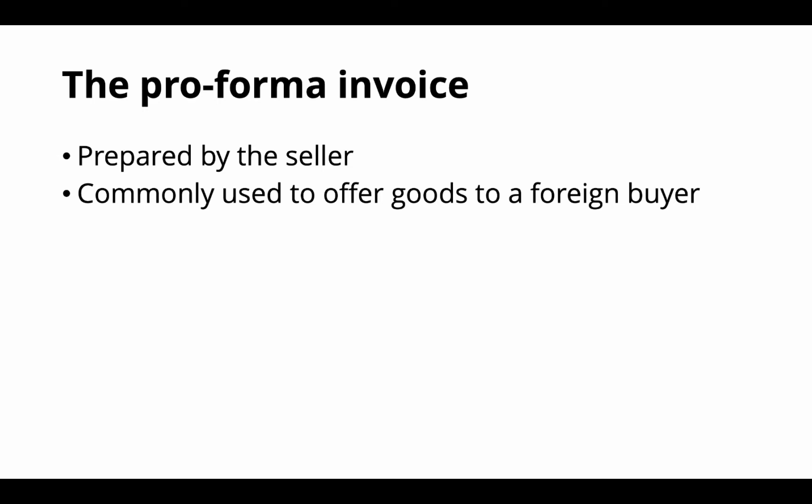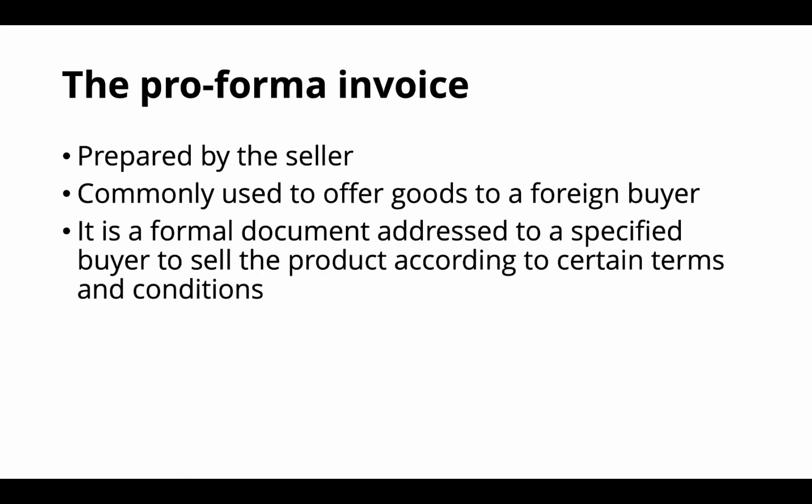It's a formal document addressed to a specified buyer to sell the product according to certain terms and conditions. A pro forma invoice is in effect an estimated invoice that's going to be sent by the seller to the buyer in advance of a shipment or delivery of goods. It's going to note the kind and quantity of the goods, their value, as well as any other important information such as weight and transportation charges.